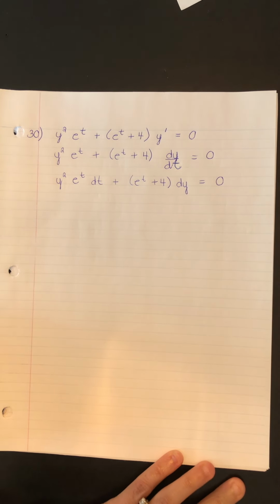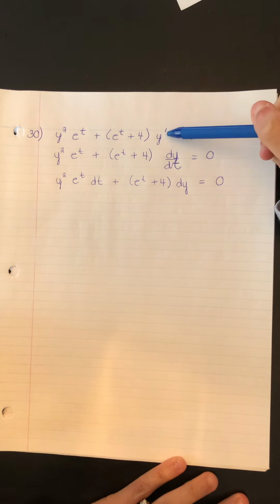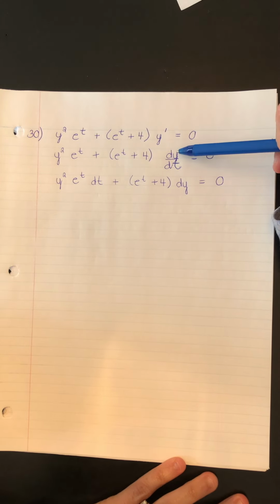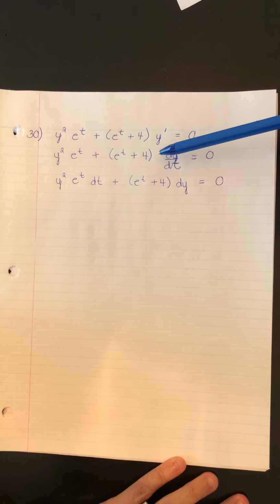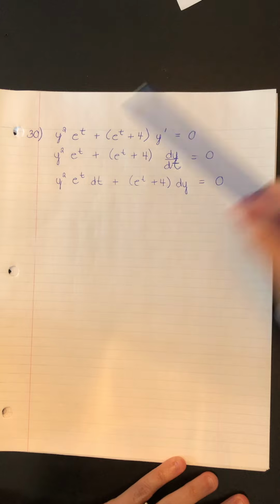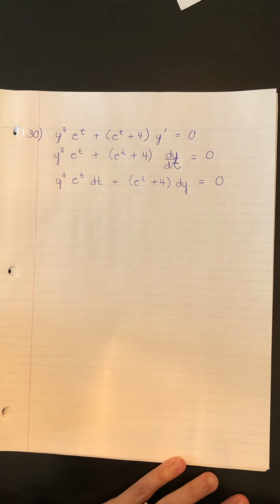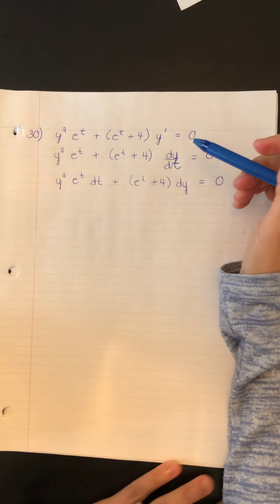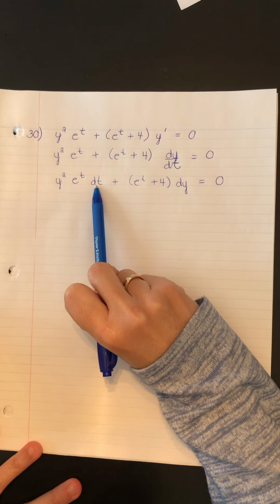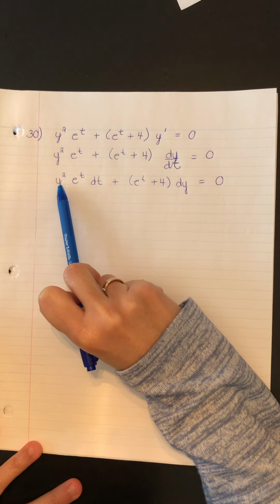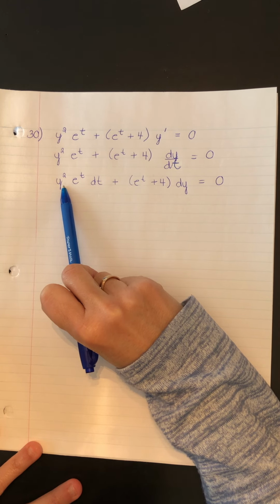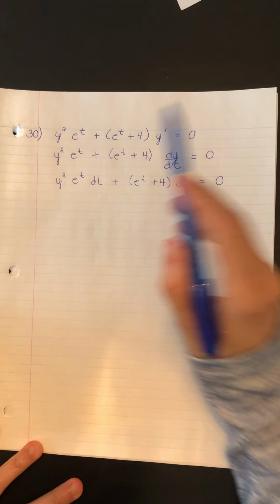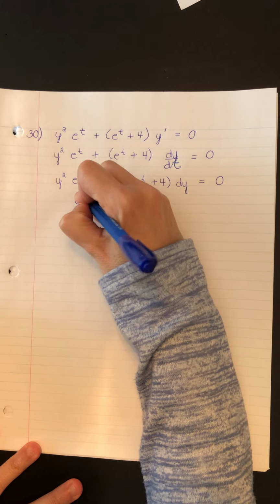All right, so that was the first main step, changing y prime to dy by dt and then multiplying this term and this term by dt, and that gives us this. Okay, now here's dt. So we cannot have y squared in this term, so we should divide the terms by y squared now.